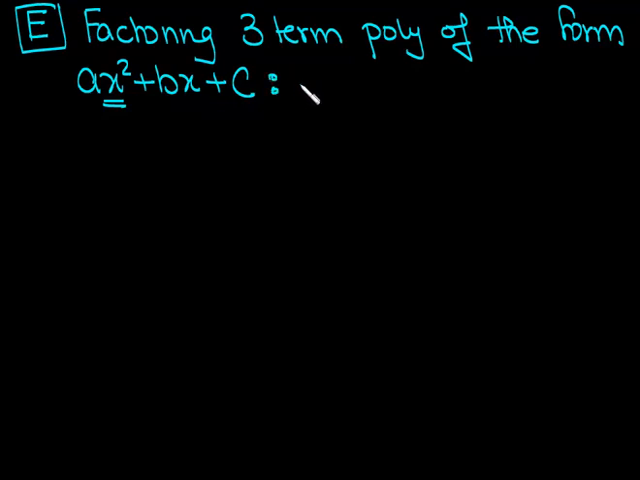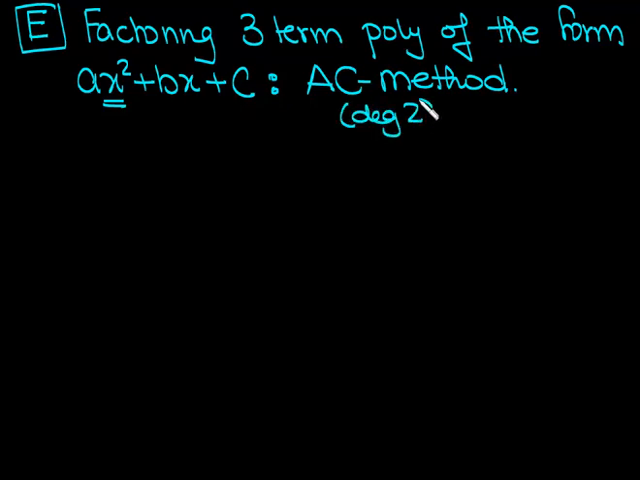And to do this, we're going to use something called the AC method. There are many different ways to do this. There are three ways to do this problem, but I prefer the AC method. It might be a little bit longer for some of you, since you have already learned some methods from high school, but I really like the systematic nature of the AC method. So we're trying to factor a three-term polynomial of this form, so it has to be degree 2.